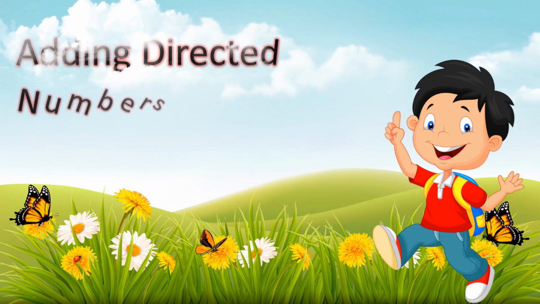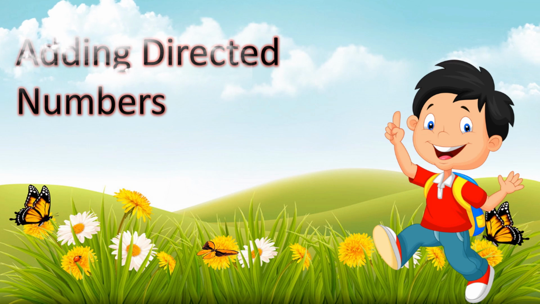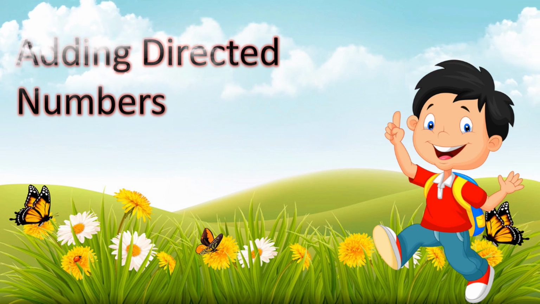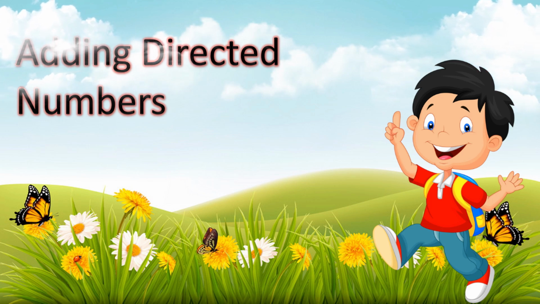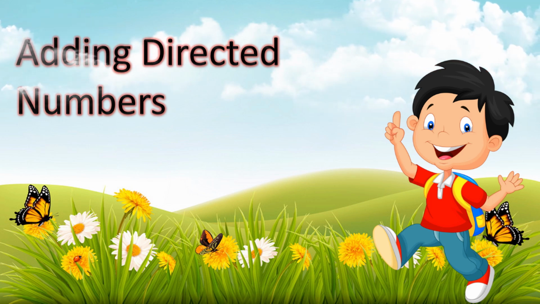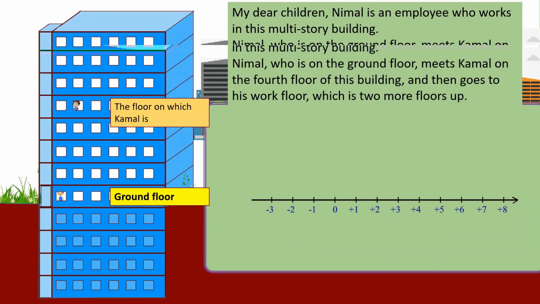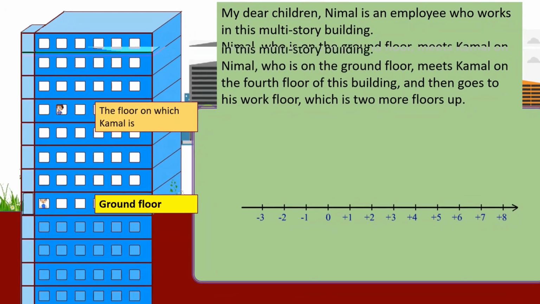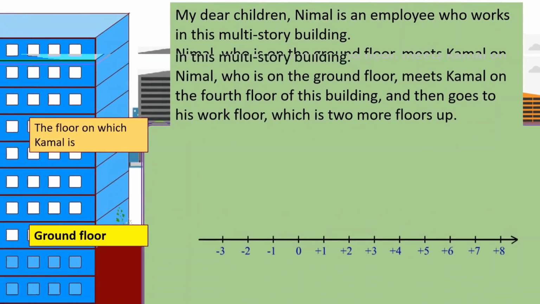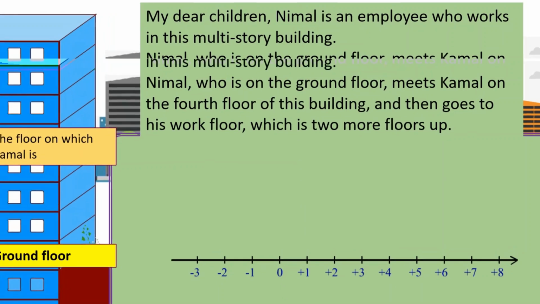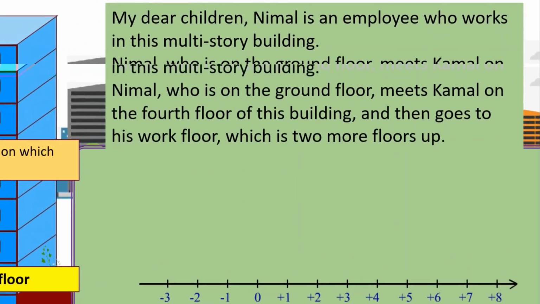My dear children, now we are going to learn how to add two directed numbers which are positive integers by using the number line. Okay, my good children. Nimal is an employee who works in this multi-story building. Nimal, who is on the ground floor, meets Kamal on the 4th floor of this building and then goes to his work floor, which is 2 more floors up.